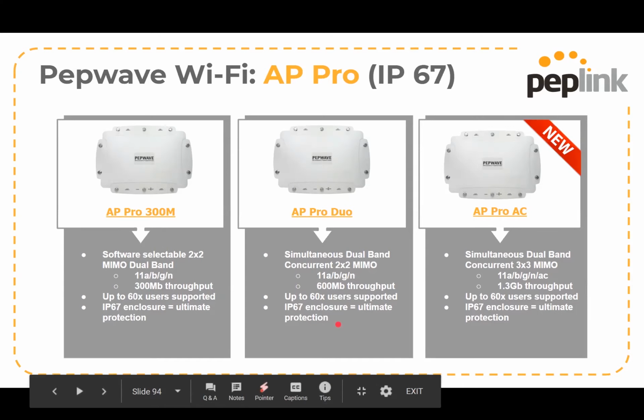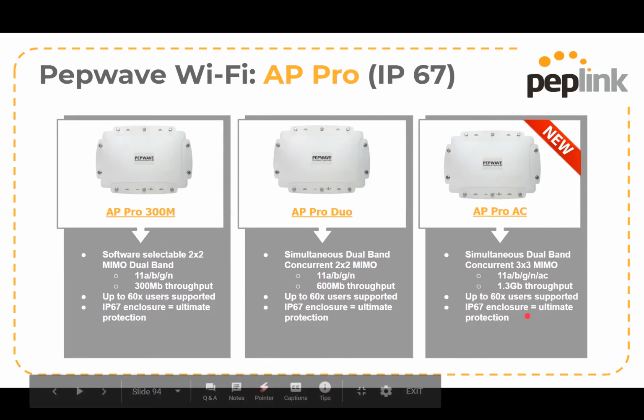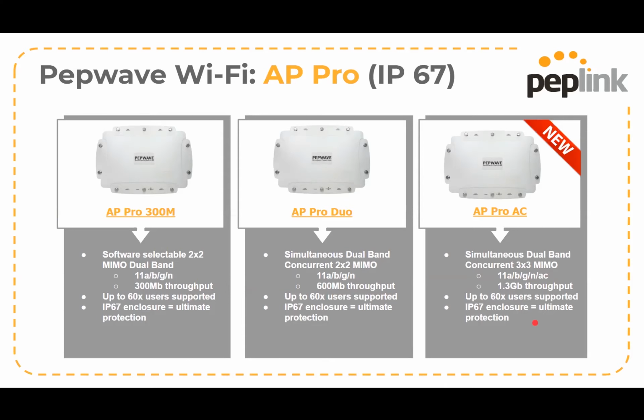You can wire this back into the existing LAN inside. If you have a bigger deployment and you need more bandwidth, this is a 2x2 MIMO. That's why it's called the Dual. So this has 2x2, but it's only 300 megabits. This is dual band simultaneously. This is single band, dual band, and then 11.AC right here. 300 megabits, 600 megabits, 1.3 gigabits of throughput. All up to 60 users, all IP67 rated for harsh environment use.